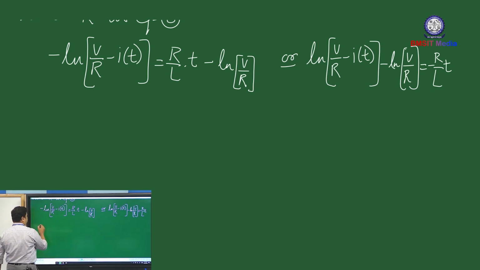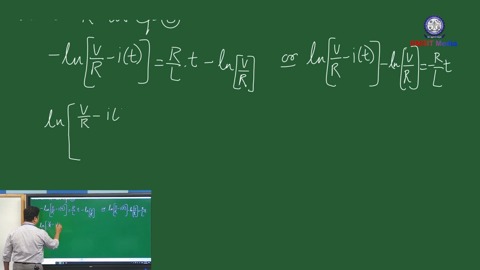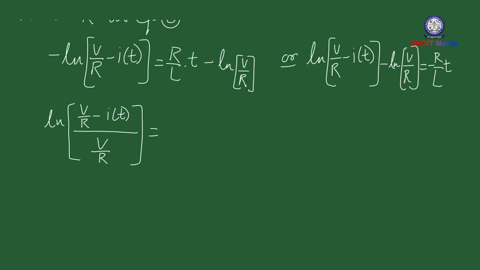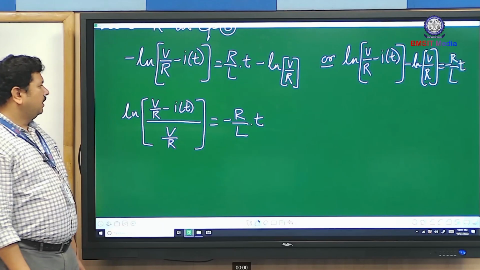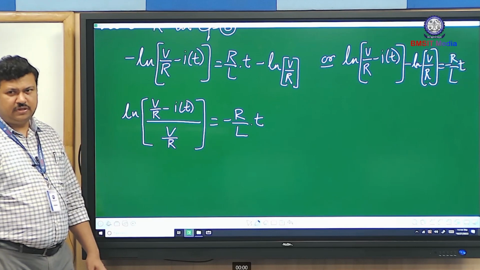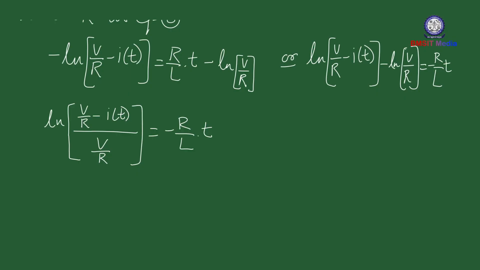Okay. So I can write log of (V/R − I(t)) over (V/R) equals minus R/L into t. Now if I want to take out the logarithm, then I should be applying anti-log. Okay, so now take anti-logarithm.